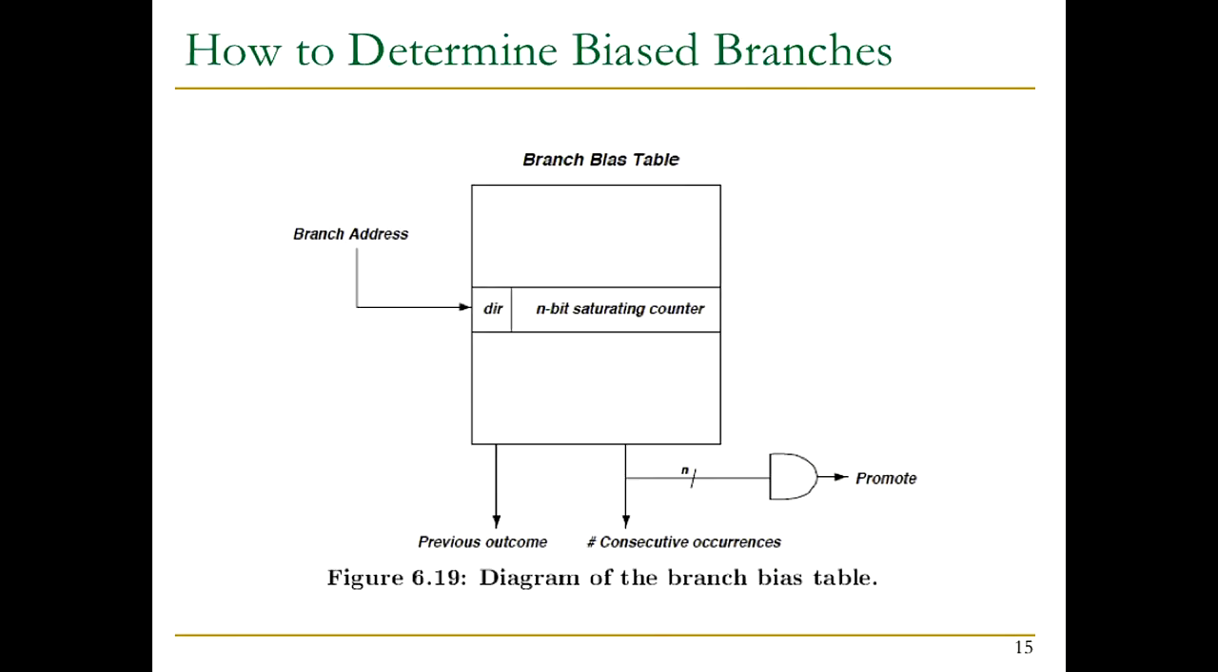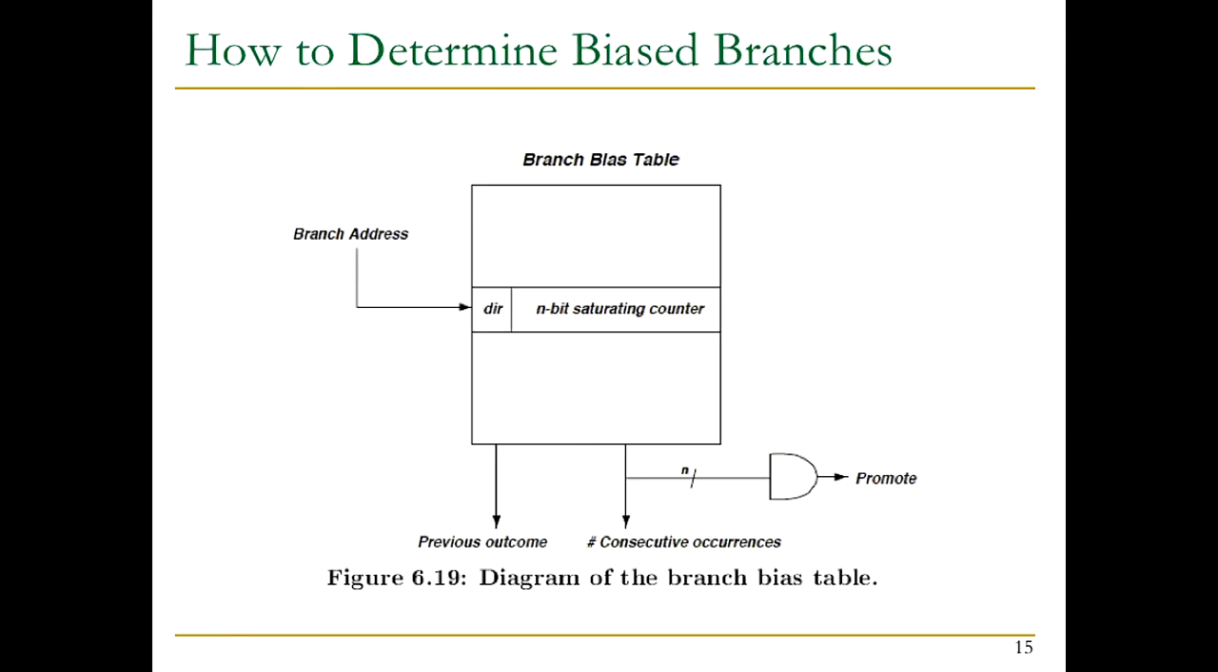Basically, you take the branch address, and maybe you have a separate table. Maybe this is part of the BTB. BTB is not a bad idea. And you basically keep track of which direction the branch goes, and you have a saturating counter. And if you have enough consecutive occurrences that go the same direction as before, you promote the branch as a biased branch, saying it keeps going the same way, so I'm going to predict that it's going to go the same way.